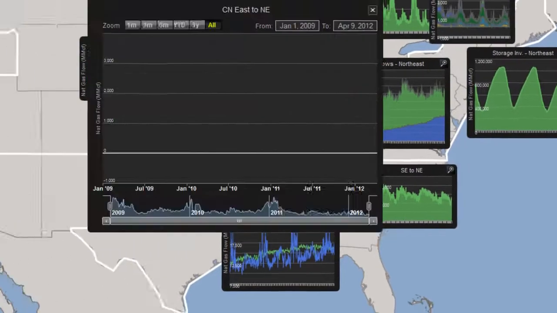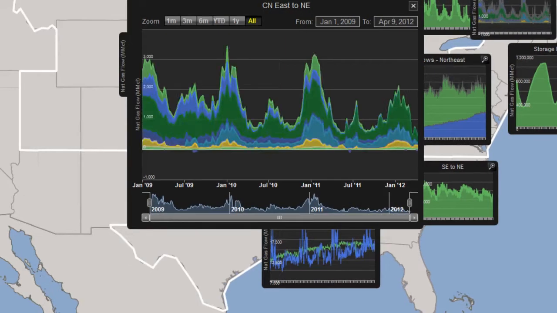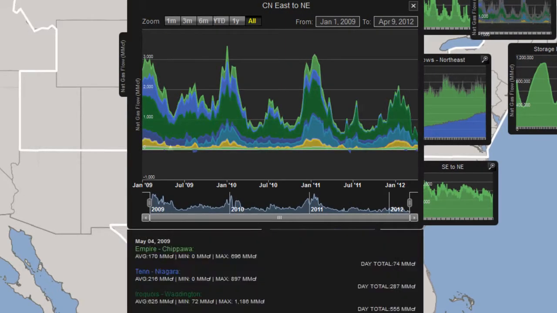We can expand it and look at each individual pipe that's flowing into that corridor and see that, for instance, Tennessee at Niagara as well as the Empire Chippewa Point have pretty much vacated from the market, while Iroquois at Waddington has remained relatively steady, although you see some displacement out of Iroquois into that Northeast market.